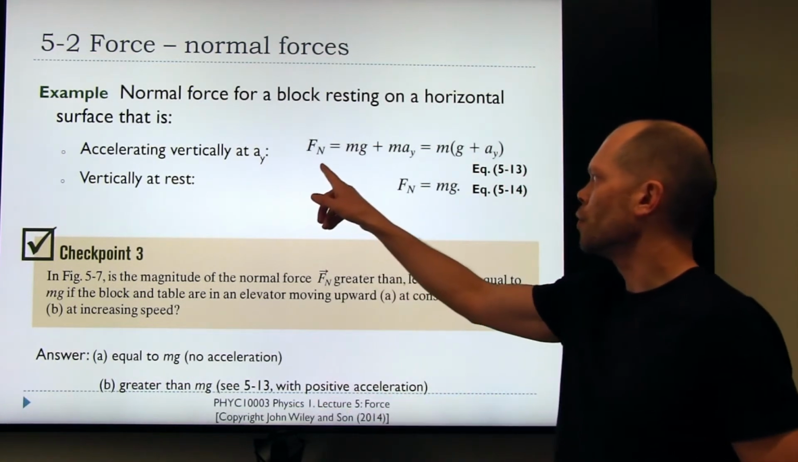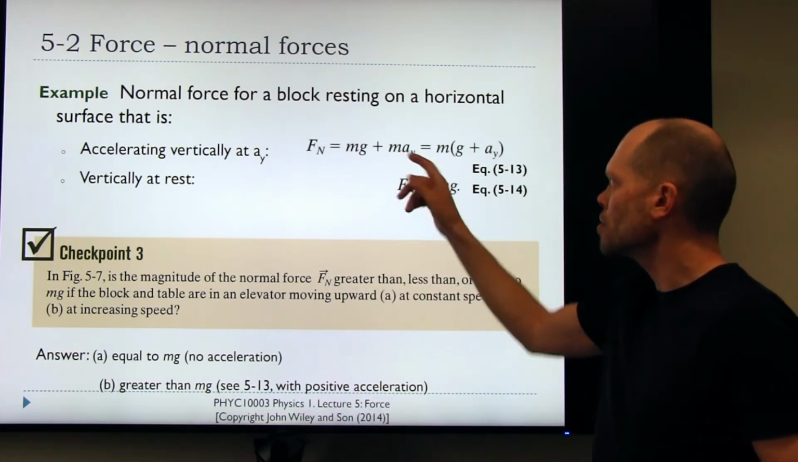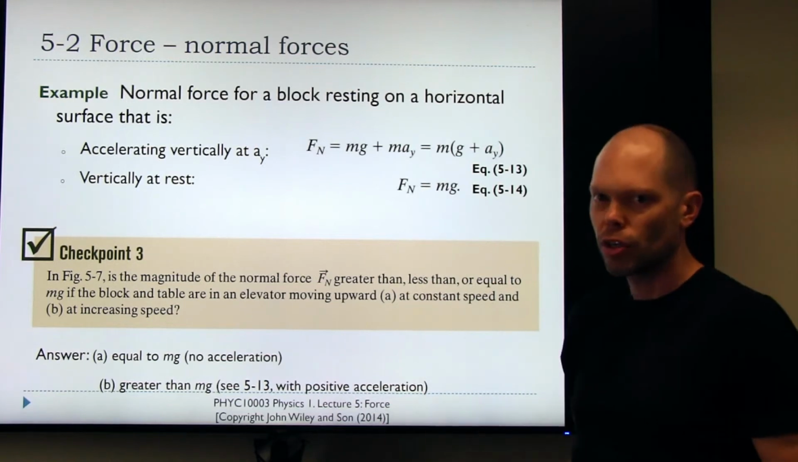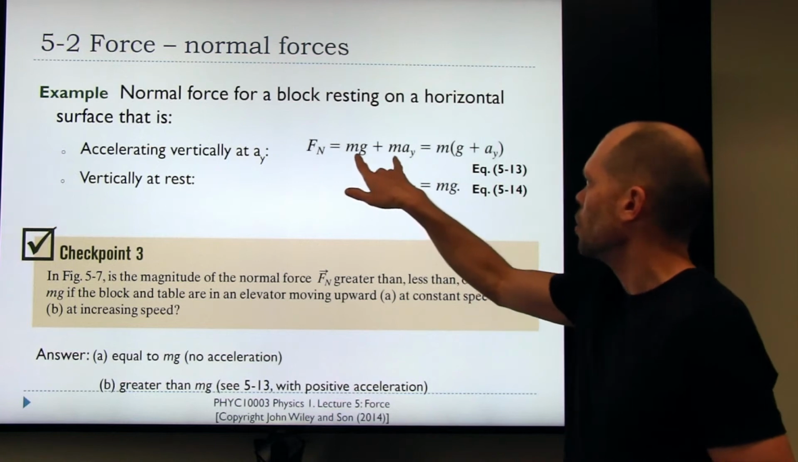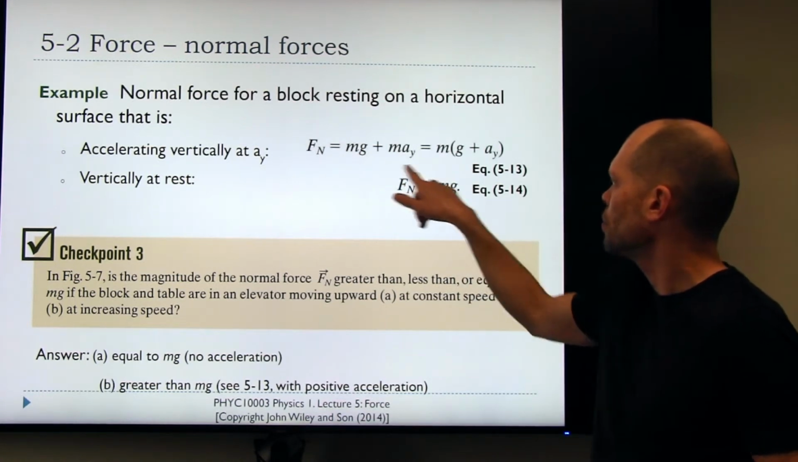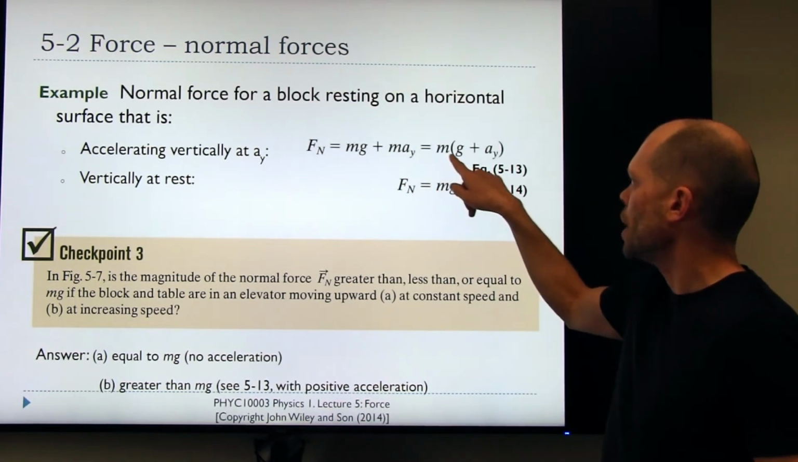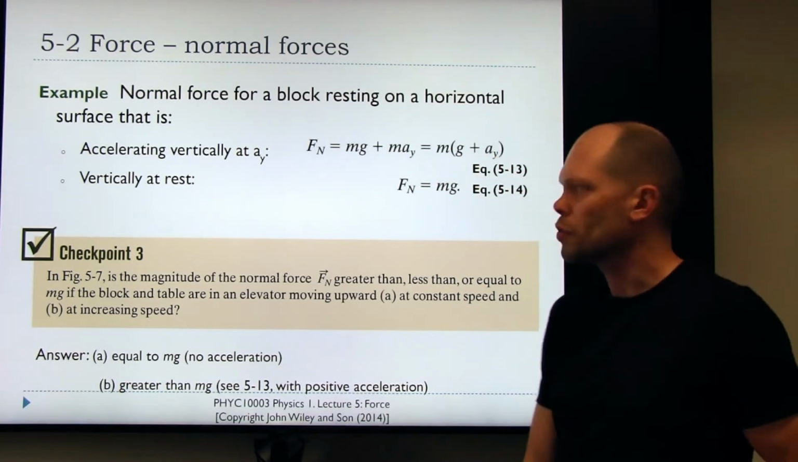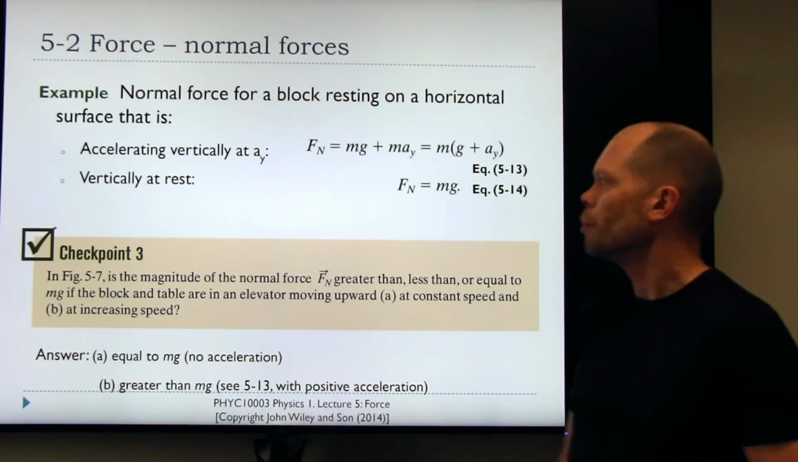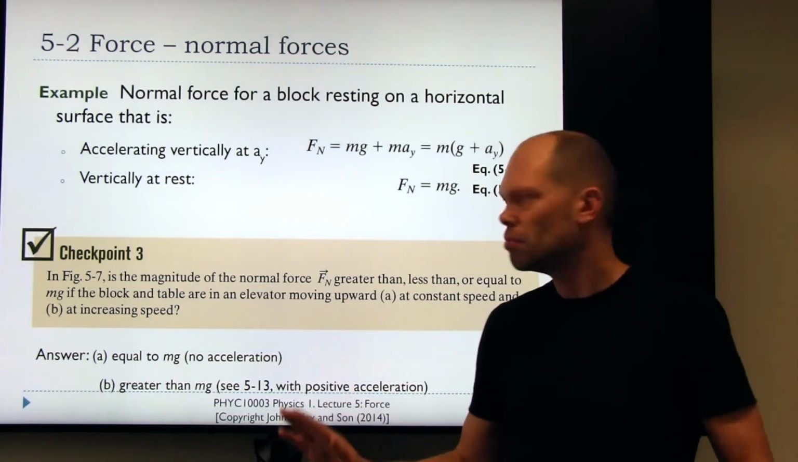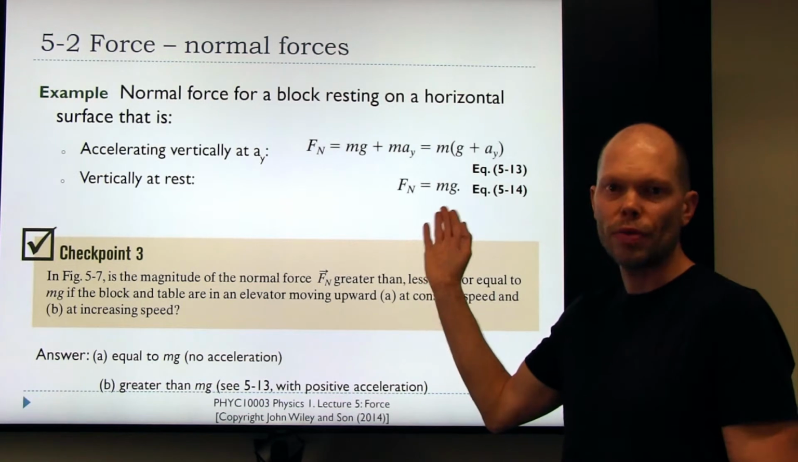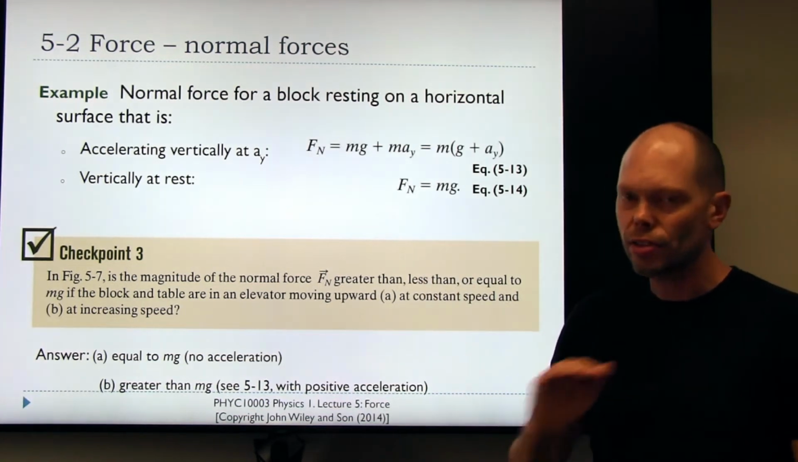In that case, the normal force is my weight plus that mass times acceleration going upward. Well, my mass hasn't changed, so that factor can be factored out, and then it's simply mass times the sum of those two terms. But if I'm at rest vertically, if I'm in the lift and the lift is stopped, it's just mg. It's just my weight. That's the normal force. It hasn't changed.